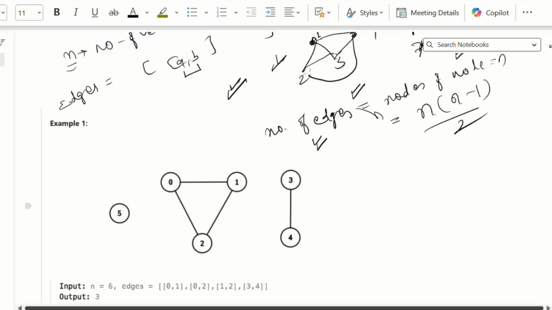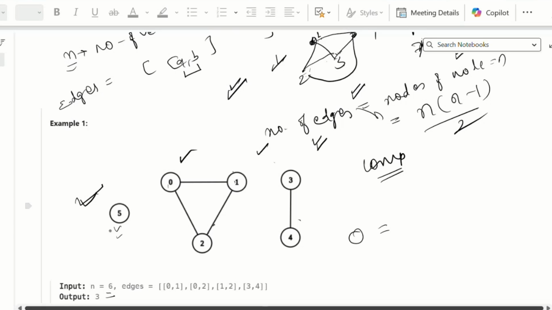We can see the number of vertices is 6 and the edges are 0-1, 0-2, 1-2, and 3-4. So how many connected components are there? There are basically three connected components. We will be traversing through every connected component one by one. If we go to this component, we need to find if this is a complete connected component or not. What formula can we use? Number of edges, and obviously it is 0.